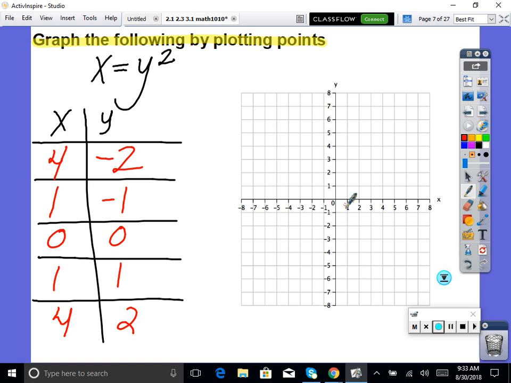So over 4 down 2 units. Over 1 down 1. Over 0, 0. Over 1 up 1. Over 4 up 2. Now look, isn't that a sideways parabola?